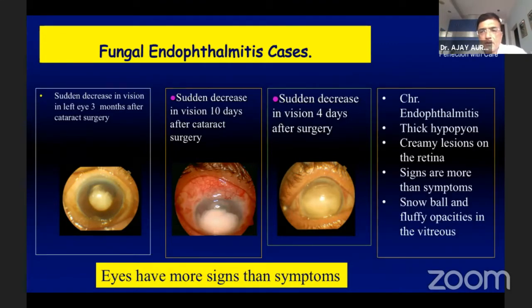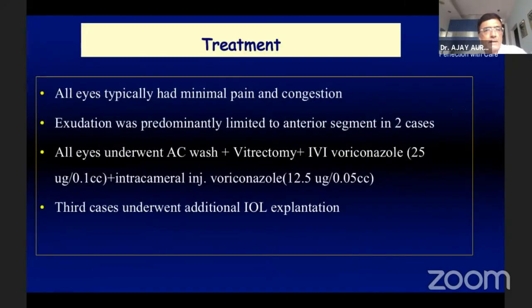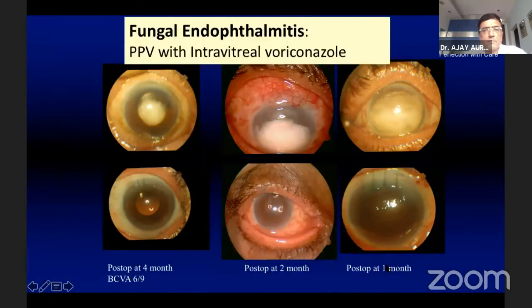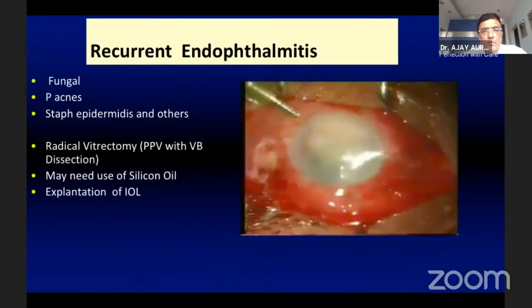These are cases of chronic endophthalmitis with thick hypopyon, which may not change its position on tilting the head. And these eyes typically have minimal pain and congestion. Exudation is predominantly limited to the anterior segment, and the patient underwent AC wash, vitrectomy, intravitreal injection of voriconazole, intracameral injection of voriconazole, and one of the cases had an evisceration of the eye. And this patient with such a bad fungal endophthalmitis went from 6/9 to 6/36, did pretty well. This is about 4 months later on.